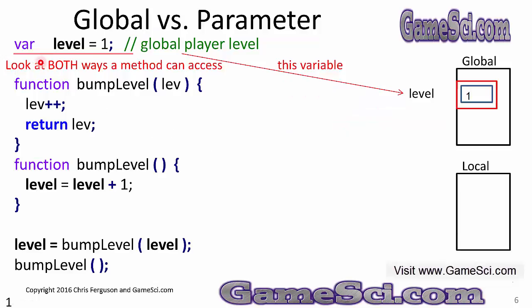First, we'll create a global variable called level. This is the game level we're on. We always start the game at level 1. That's why I initialize it to a 1. So at the very beginning of the game, our player is at level 1.